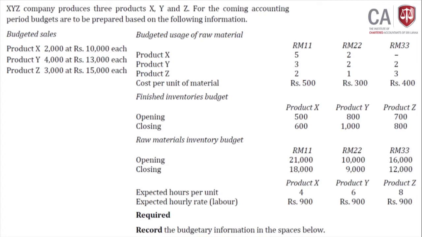They have given budgeted sales, product X 2,000 at 10,000 each, product Y 4,000 at 13,000 rupees each, product Z 3,000 at 15,000 each. Product XYZ raw material usage also they have given, there are 3 raw materials, and raw material price also. Opening finished good inventory, closing raw material, opening and closing balances they have given. And finally, expected unit hours per unit labor and expected hourly labor rate they have given.